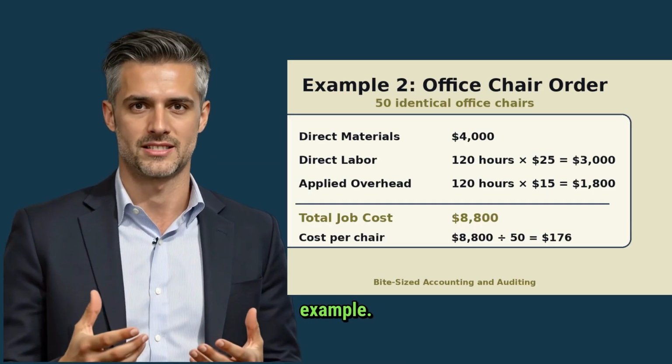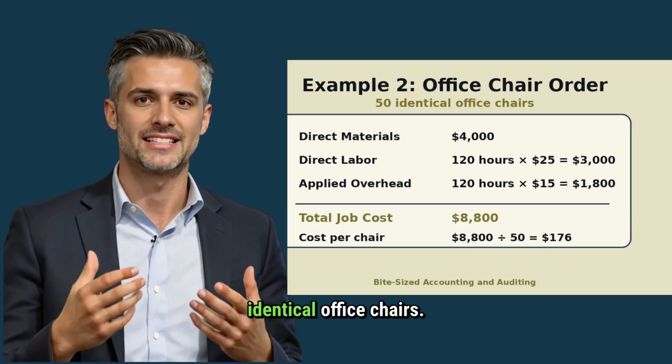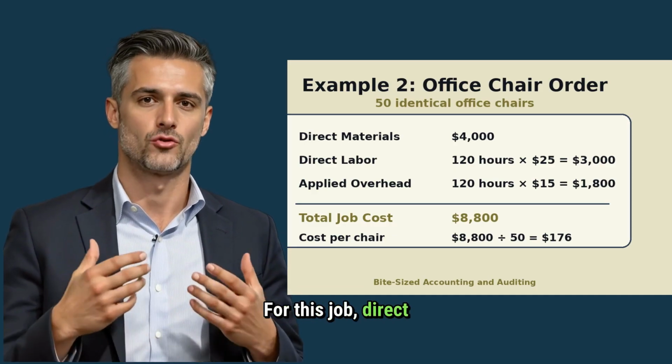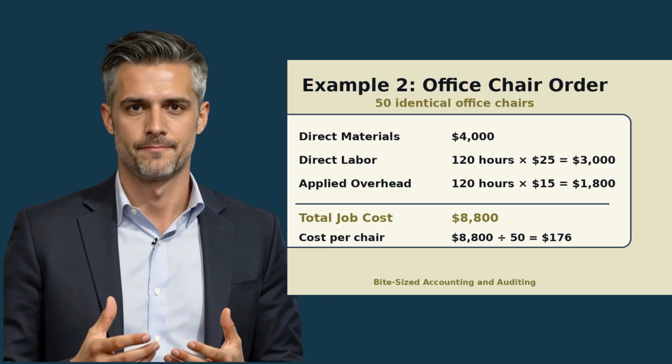Let's do one more example. A company orders 50 identical office chairs. For this job, direct materials are $4,000.